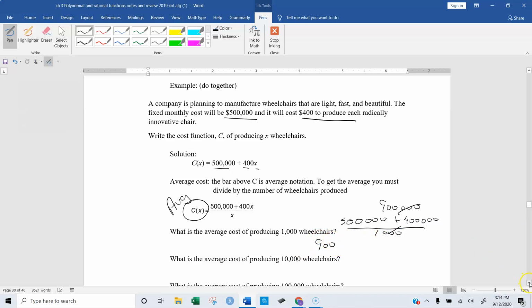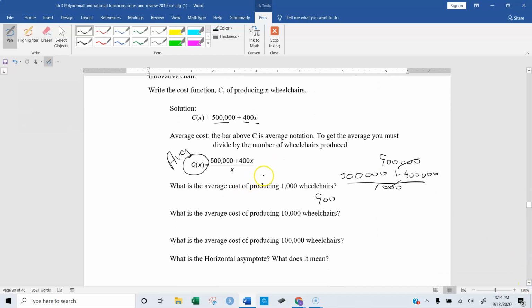Now you're really going to up your game and start selling these things because they're so cool. And now you put in 10,000 for your X. So you got 500,000 plus 4 million all over 10,000. I think I had too many zeros there. 10,000. There we go. Add and divide, and you should have come up with $450. Plug in 100,000, and you should have got 405.